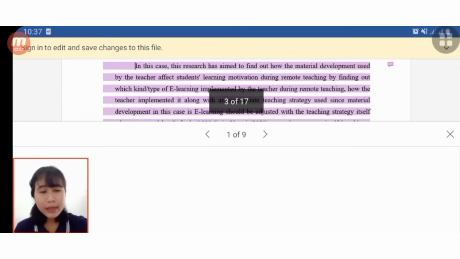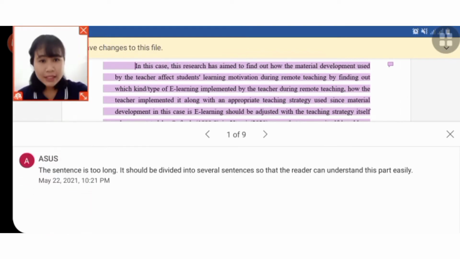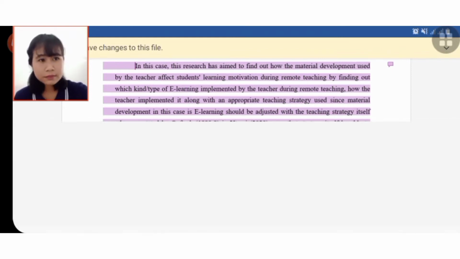So my suggestion is this sentence is too long for me. It should be divided into several sentences so that the reader can understand this part easily. It is more like a paragraph, but this is a sentence. I think you should consider it.